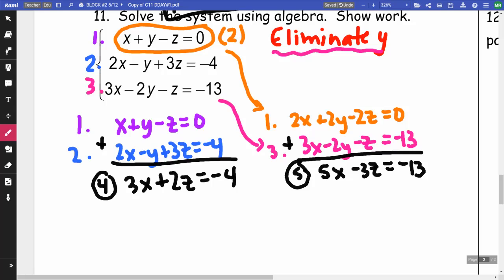So I have this system. Okay. So looking at this, I have this 3x and this 5x.